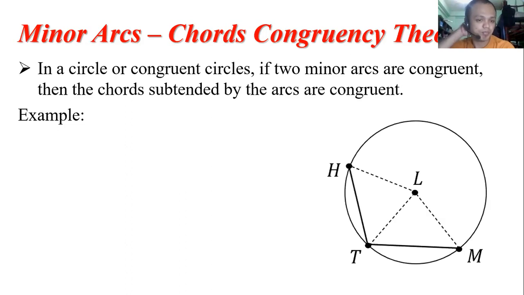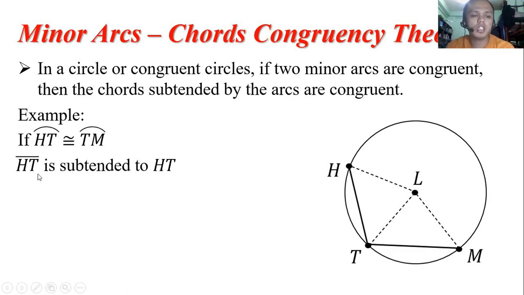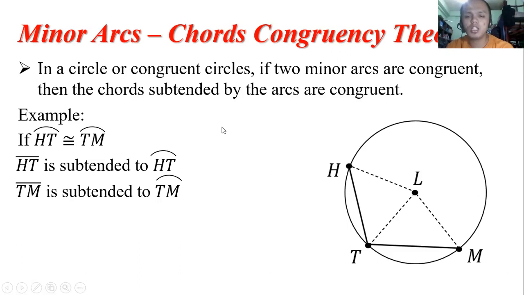Example this one. We have circle L. Here in circle L, we have chords HT and TM. Now, sinasabi, if chord HT is congruent to TM, therefore, yung HT which is subtended to arc HT, ito yung arc niya, is also equal to your TM that is subtended to arc TM. Sa madaling salita, yung arc HT natin is congruent to arc TM.